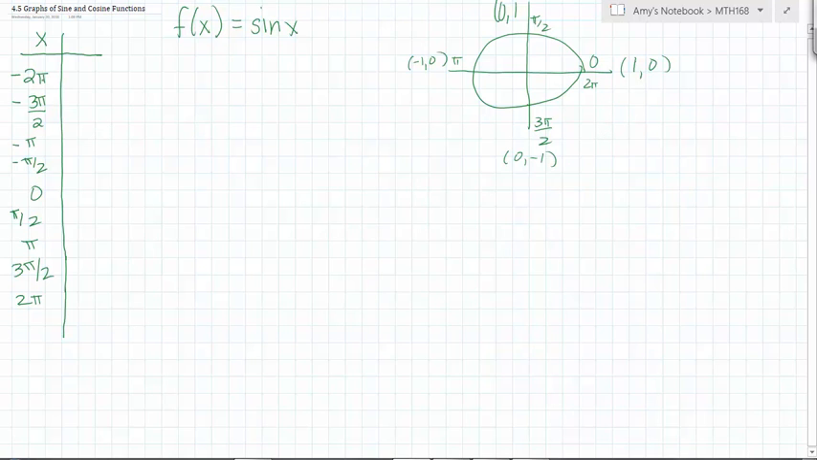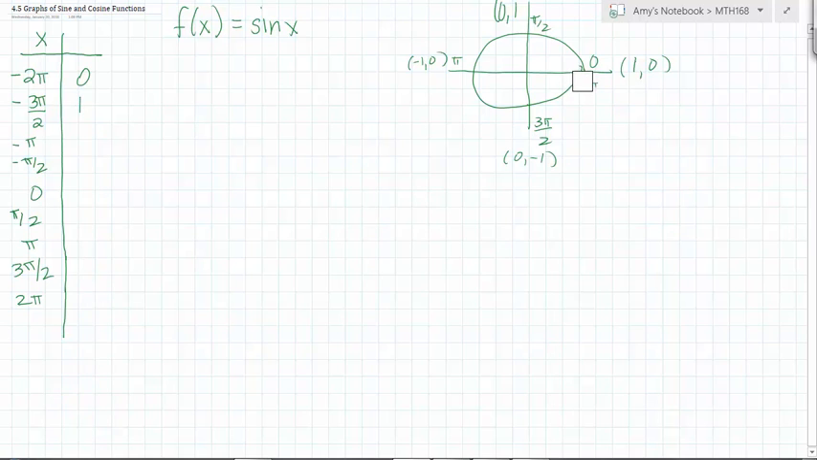So if you're looking at negative 2 pi, for instance, well, negative 2 pi means that you're going to go one revolution around, but instead of going in a positive direction, you're going to go in a negative direction. Well, you still land here, and the sine value there is 0. At negative 3 pi over 2, instead of going this way, you're going to go 1, 2, 3, and so my sine there is 1.